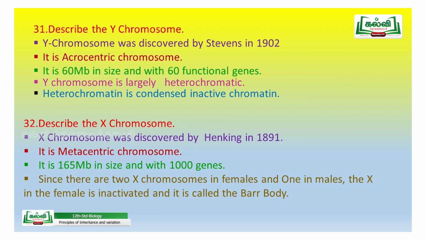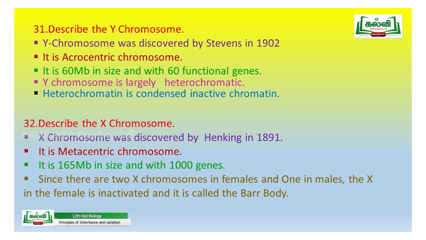Describe the Y chromosome, they have asked. You have to write who discovered the Y chromosome. It was Stevens in 1902, and you have to write the shape of the chromosome. It is an acrocentric chromosome, and this is in the Do You Know box in your textbook. It is 60 MB in size with 60 functional genes. The Y chromosome is largely heterochromatic, and heterochromatin is condensed and inactive chromatin.